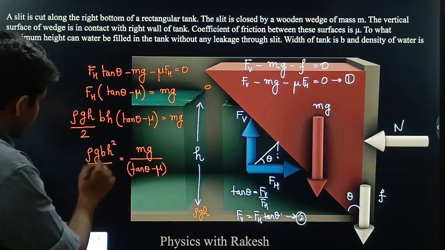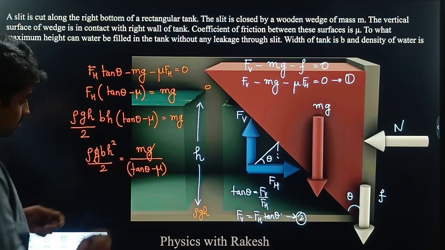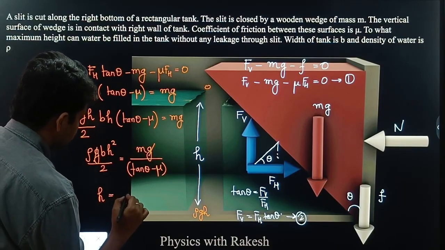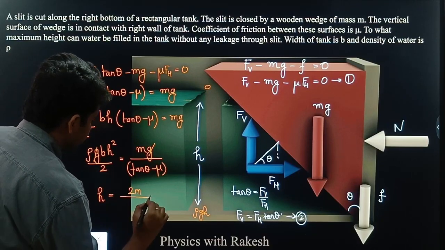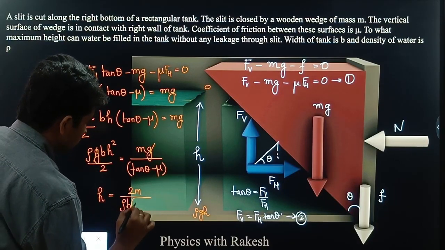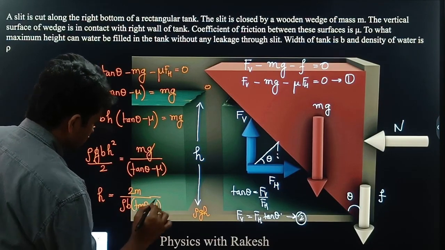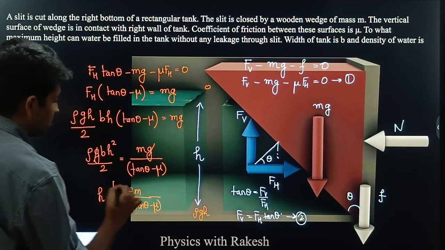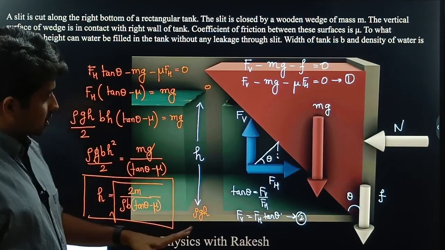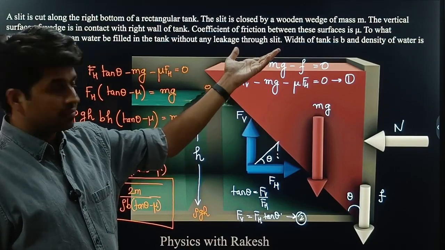Now I can cancel out this g here and directly I can get h. So what is this h? It must be equal to 2m divided by rho b into tan theta minus mu. As it is a square, I'll just have to put a root here. And this is the height at which this just escapes from it.